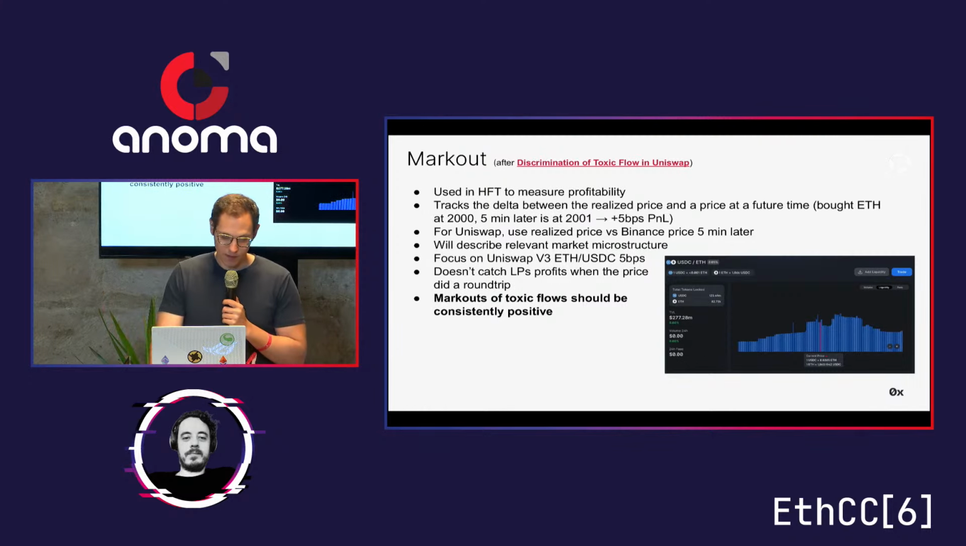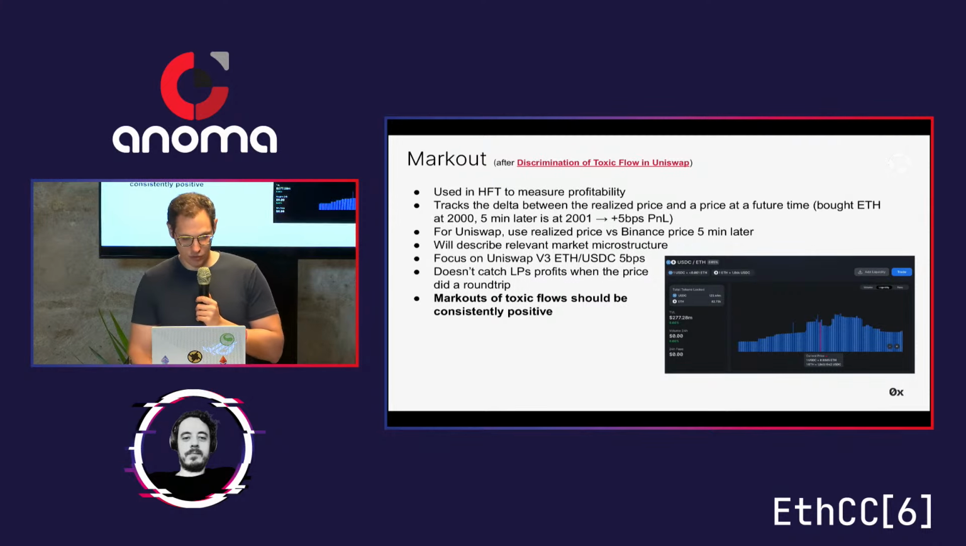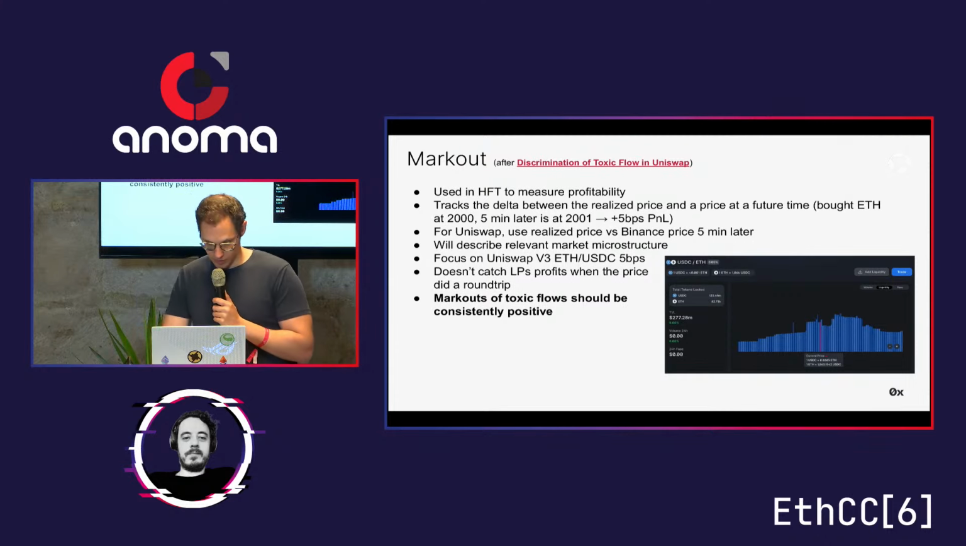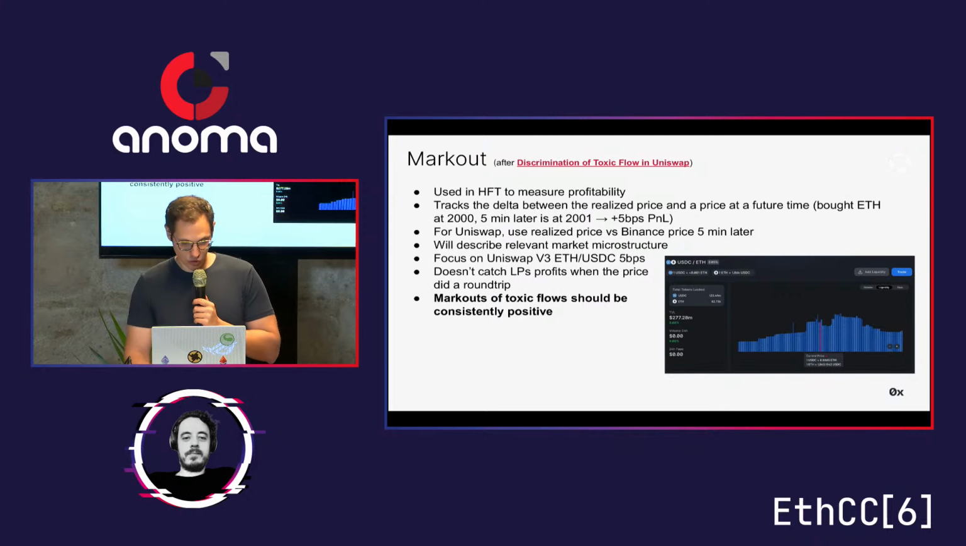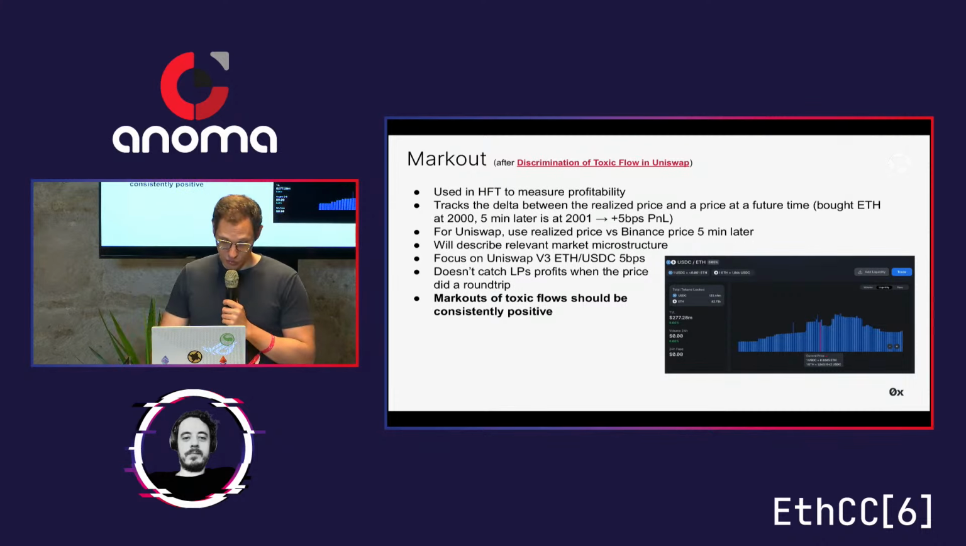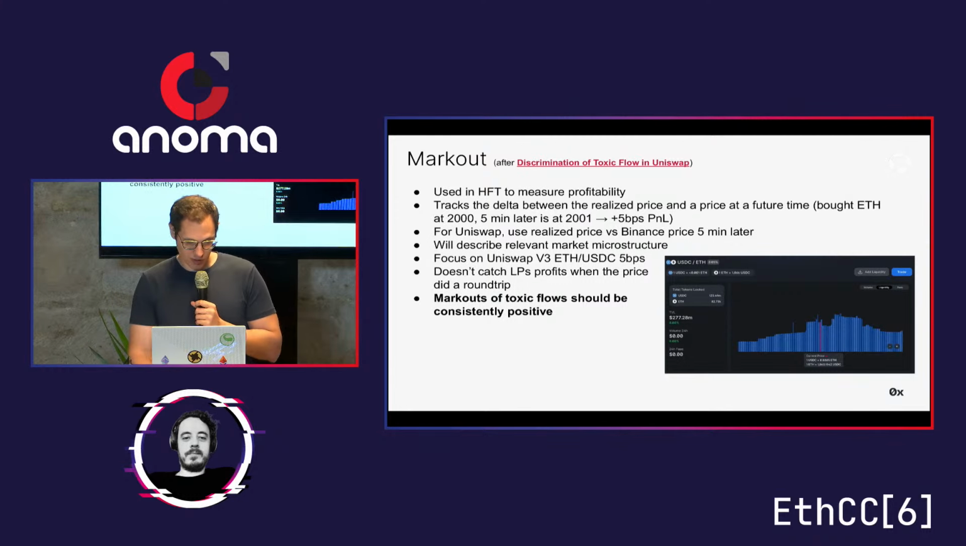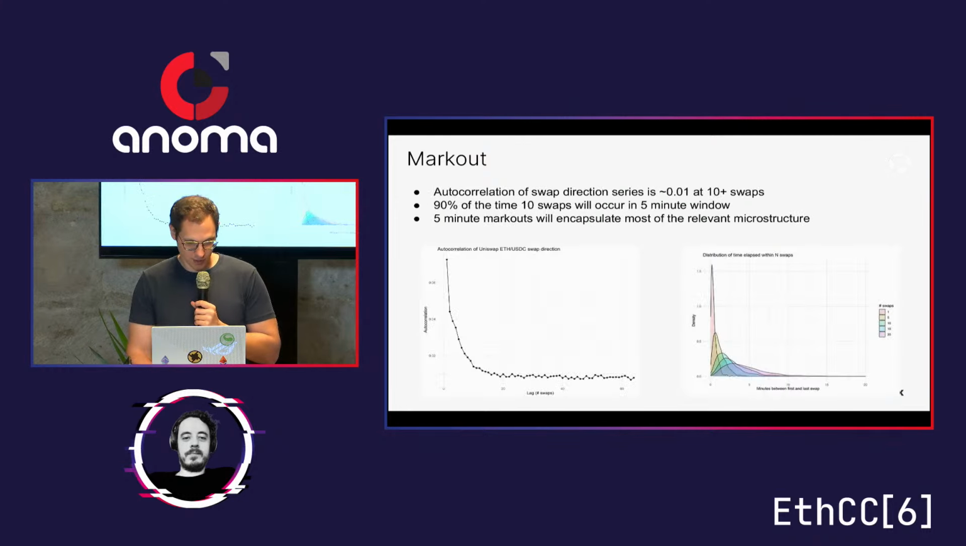And markout will not catch LPs' profits when the price does a round trip. So if the price goes up and down, the LP made a profit from the fees, and the price is the same, so they actually made money. And markout will not catch it. However, it will catch everything that happens in the short term, and it should describe the microstructure. And the markouts of toxic flows, like informed traders, should be consistently positive, and we will see that they are.